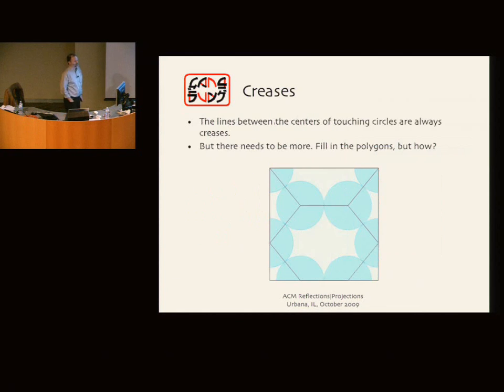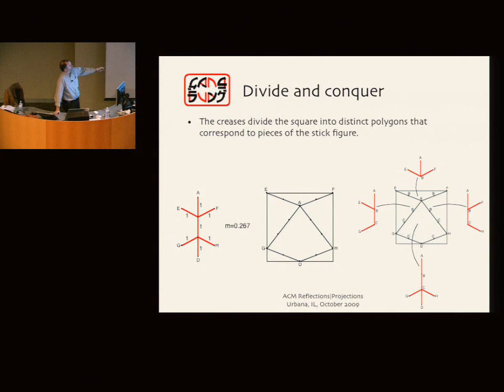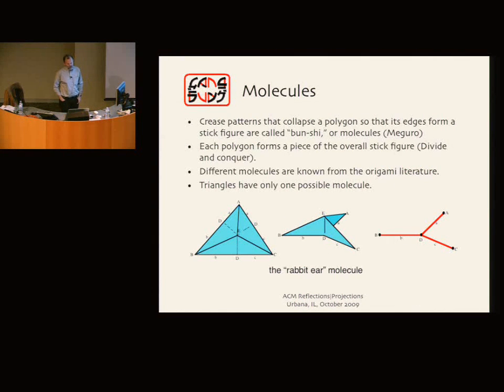That gives the allocation of paper, but that doesn't give the creases. So the next step is, where do the folds go? Well, we found that whenever circles touch, there are always folds between their centers, but there had to be many more folds in here. So how do we fill in these polygons with the right folds? Well, each polygon in one of these patterns turns out to give a little piece of the crease pattern. A triangle gives a 3-legged piece of the crease pattern. A quadrilateral gives a 4-legged piece of the crease pattern. So what we really needed was to find the folds that turned polygons into little pieces of the crease pattern. And those patterns of folds we called molecules.